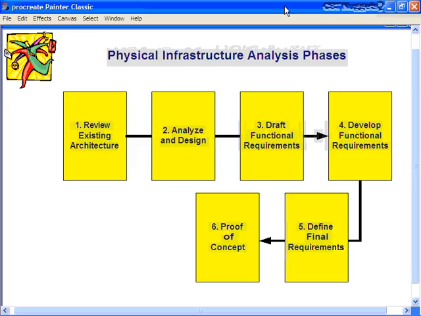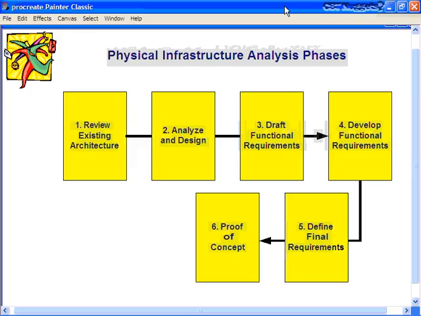From a project management standpoint, there's 6 phases to the analysis of physical infrastructures. First of all, you'll review the existing infrastructure, study the latest documentation, workshop all the different functional areas, learn the current infrastructure, and also know the constraints that prevent you from growing in certain areas.